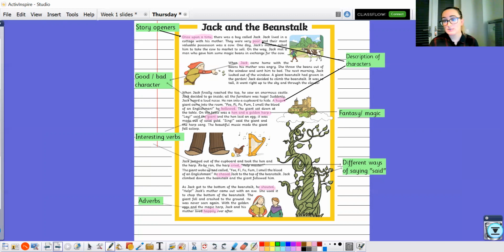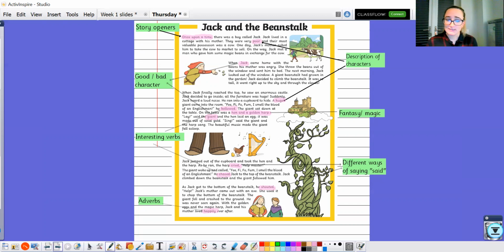So, of course, in this particular story, I've highlighted that there was a hen and a harp that sang. Now, obviously, we know in real life, musical instruments don't sing and hens don't lay golden eggs. So that is where the fantasy and the magic comes in.